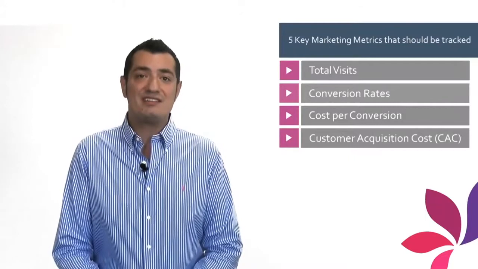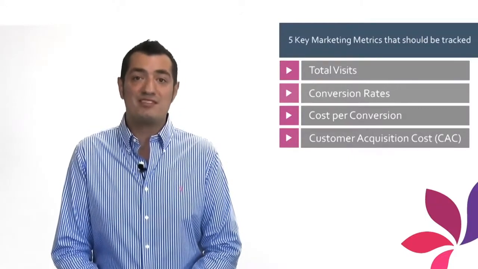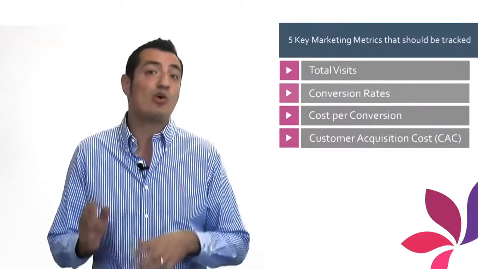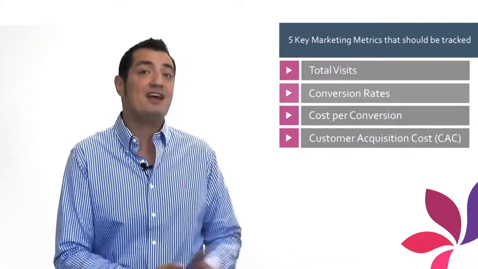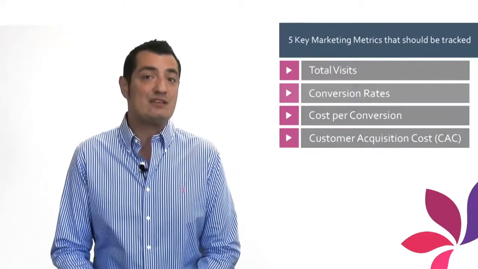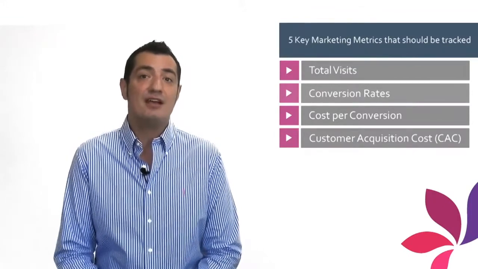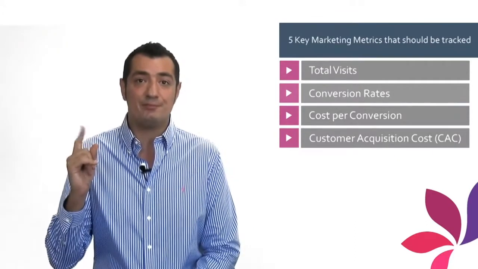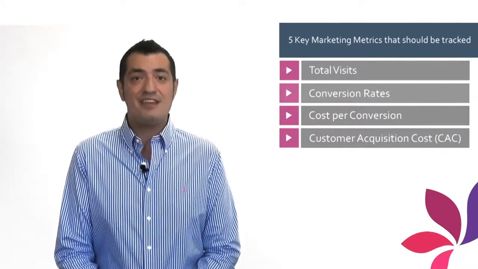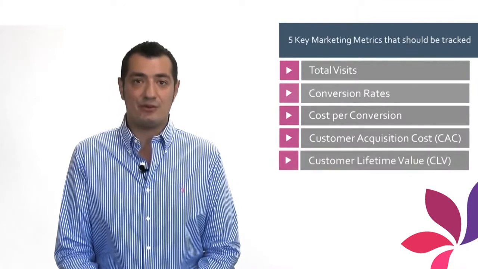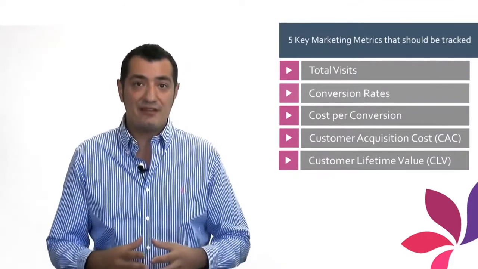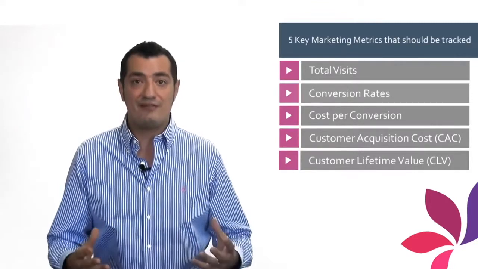To determine CAC, you simply take the total amount spent across all initiatives divided by the total number of customers acquired by those same initiatives. In this example, our CAC would be equal to $100, meaning it costs us $100 in marketing spend to acquire one customer. The fifth key metric is customer lifetime value, or CLV. CLV, for short, helps us understand the value of an average customer over their lifetime.